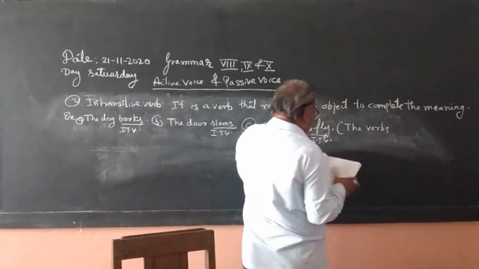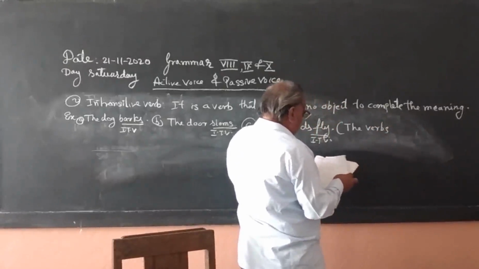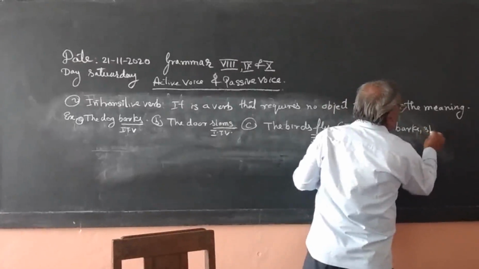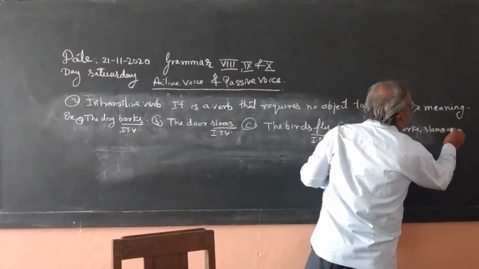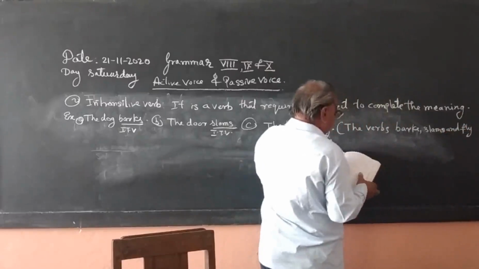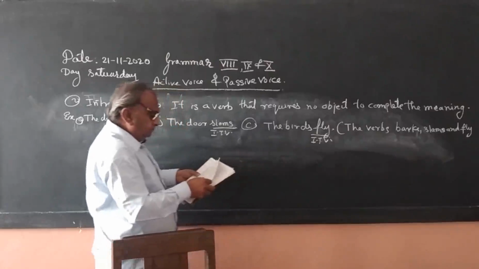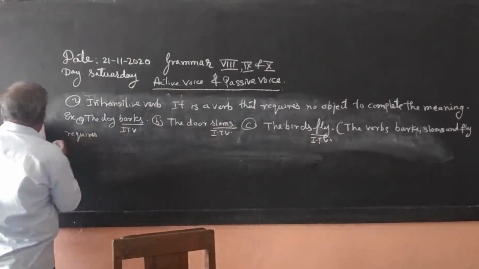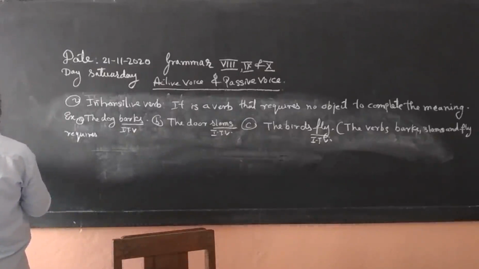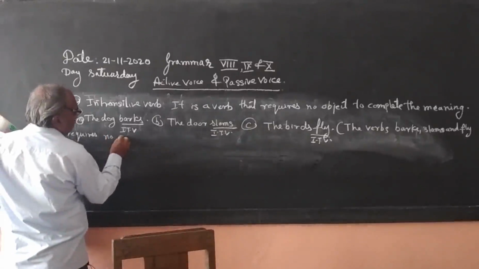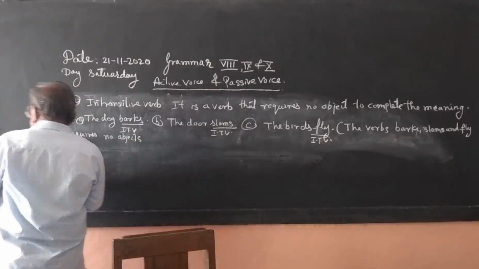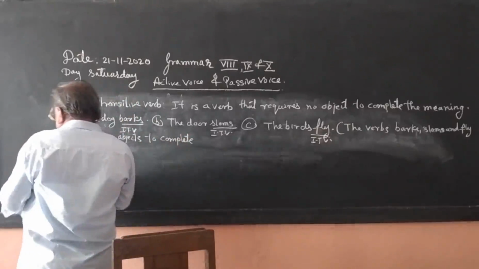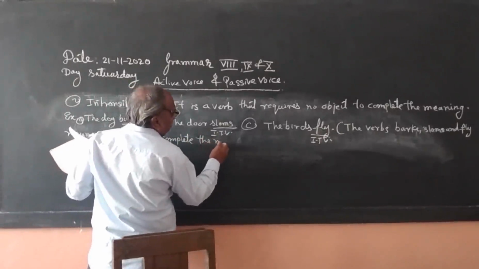The verbs barks, slams, and fly require no objects to complete the meaning.